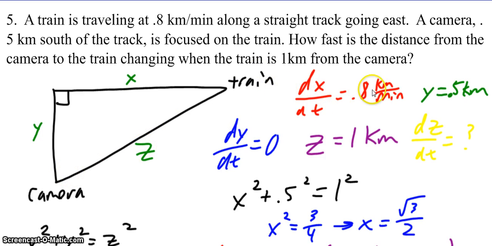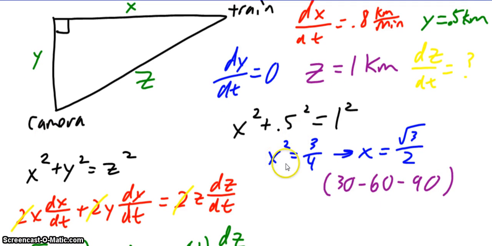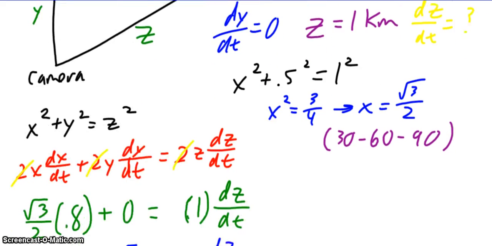So I know dx dt is 0.8 kilometers per minute, y is 0.5 kilometers, dy dt is 0 because that's a constant. Z is 1 kilometer, dz dt is what I'm trying to find. I can use the Pythagorean theorem to find x at the instant when y is 0.5 and z is 1, and it's root 3 over 2, or I maybe recognize that this was a 30, 60, 90 triangle. So I could have gotten the root 3 over 2 that way as well.